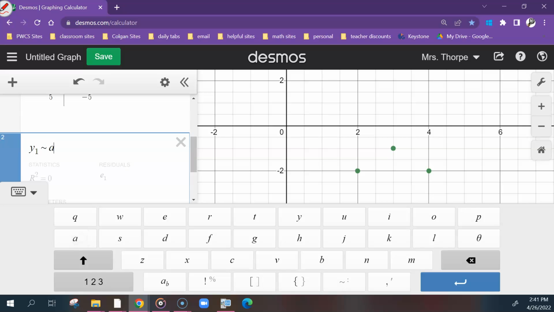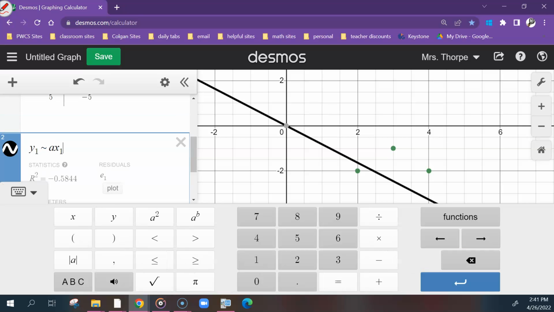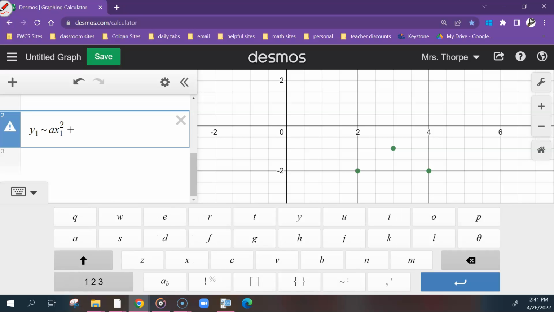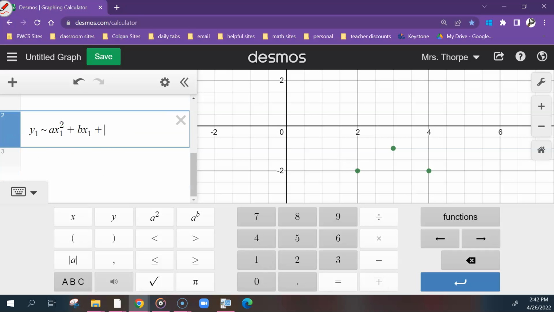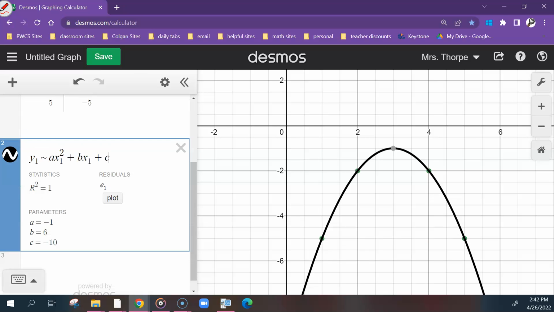And then we want a x1. So type in the 1 first, and then make it squared. Plus b x1 plus c. So it's going to give you that a, b, and c value, just like it did for a regular line of best fit. So a is negative 1, b is 6, and c is negative 10.